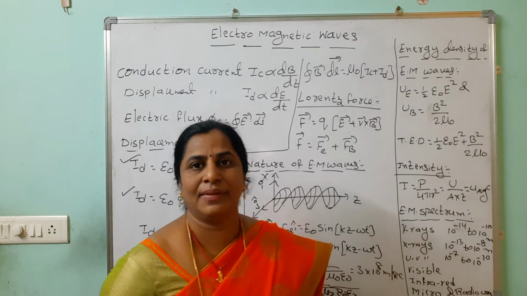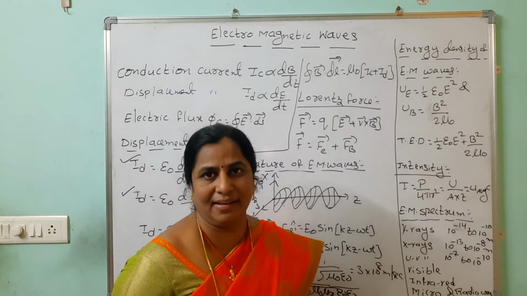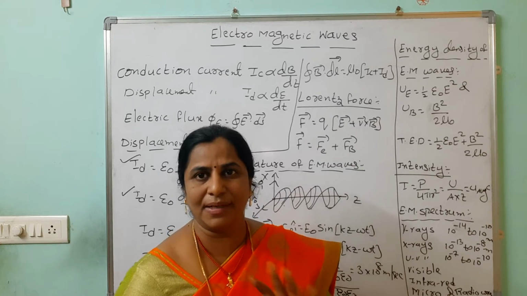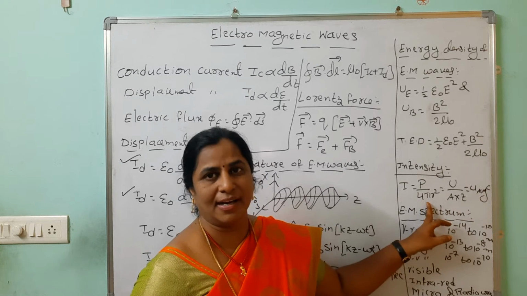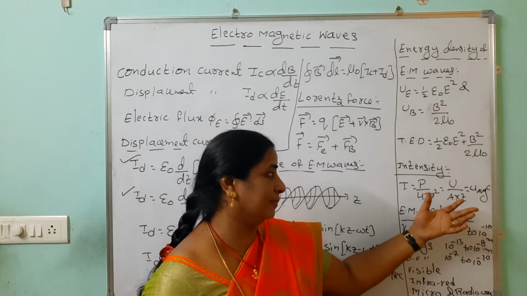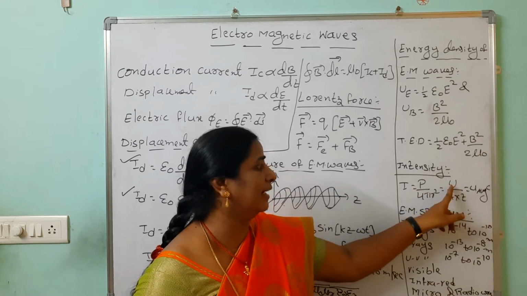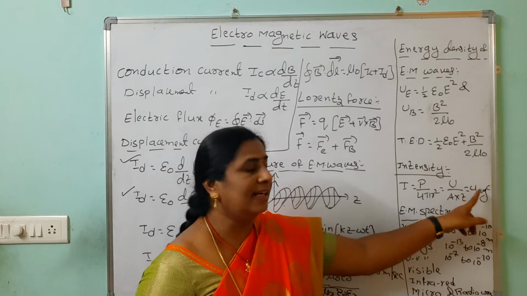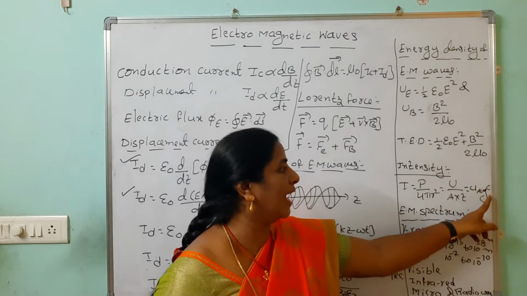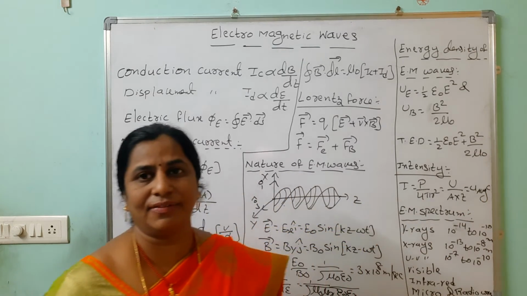Then intensity. You know that power by area is called the intensity. It also comes in the waves chapter. For the area of a spherical shape, we take 4 pi r square. But in terms of energy density, energy density by area into time gives the intensity. In terms of average energy density, U average into the velocity of light also gives the power.